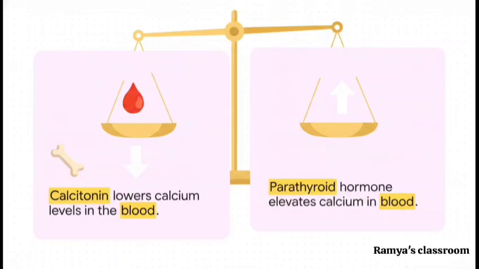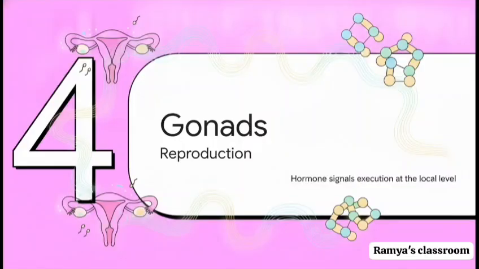Directly opposing this are the parathyroids. These tiny little glands secrete parathyroid hormone, which targets both bone and kidney to elevate calcium levels in the blood. Working together, they act like a highly sensitive thermostat, perfectly balancing the exact amount of calcium circulating in our bloodstream at any given moment. Number 4.